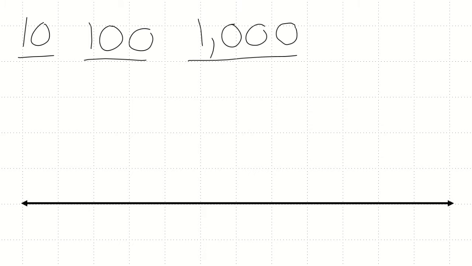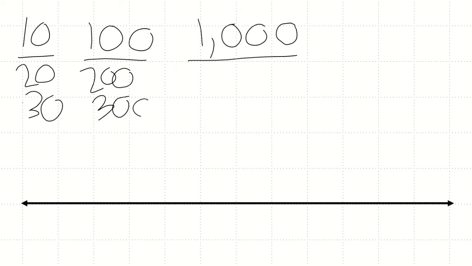So if I was asked to round to the nearest 10, I would be thinking about my multiples of 10: 10, 20, 30, and so on. Same thing goes for rounding to the nearest 100: 100, 200, 300, 400, and so on. And again, that pattern keeps repeating no matter what place value you're being asked to round to.